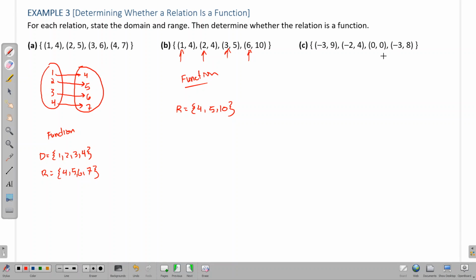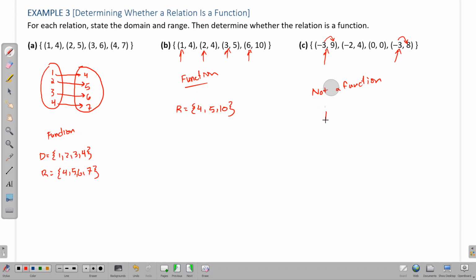Okay, last one. We want to know, is this a function? So we look at each of the input values, and we notice -3 is used twice. In other words, -3 gets mapped to 2 different numbers. It gets mapped to 9 here, but it gets mapped to 8 here. We have an input that gets mapped to 2 separate outputs. So this is not a function. Right, the same input gets mapped to 2 outputs.